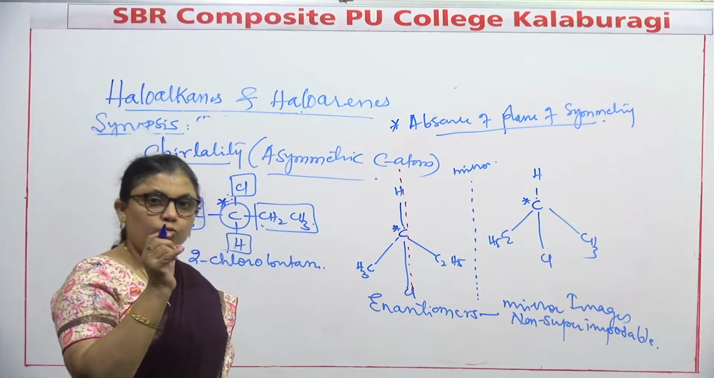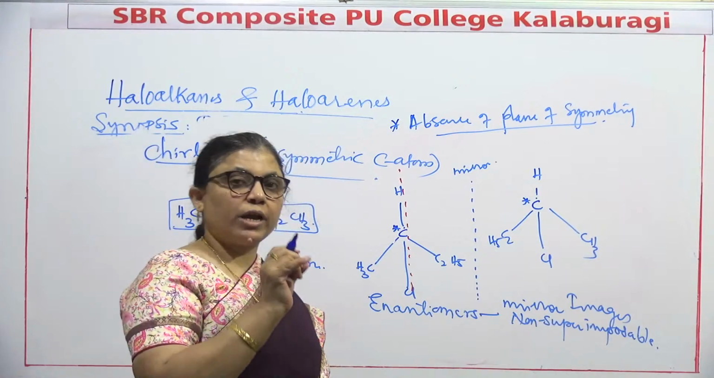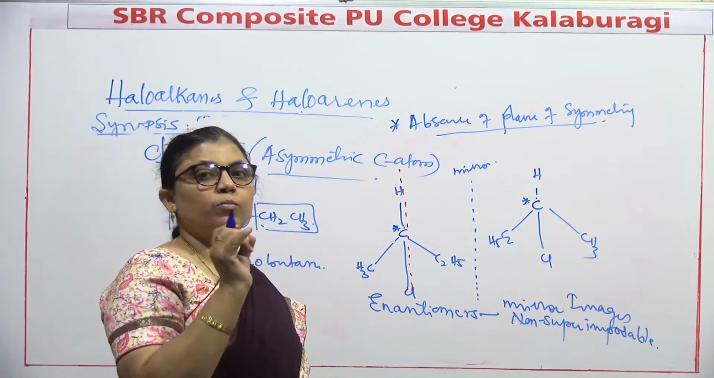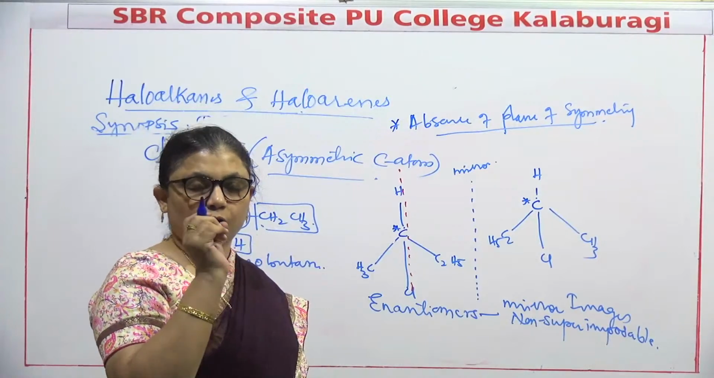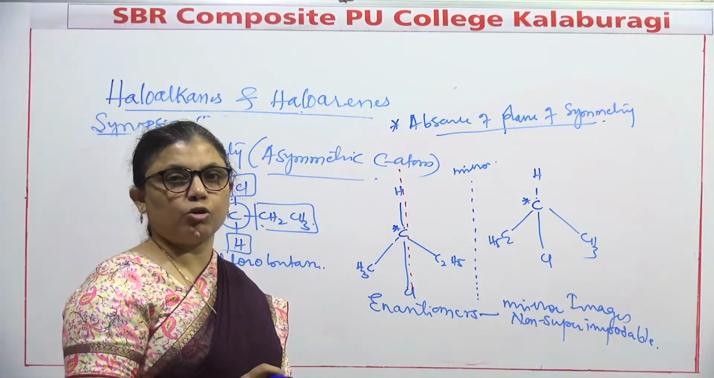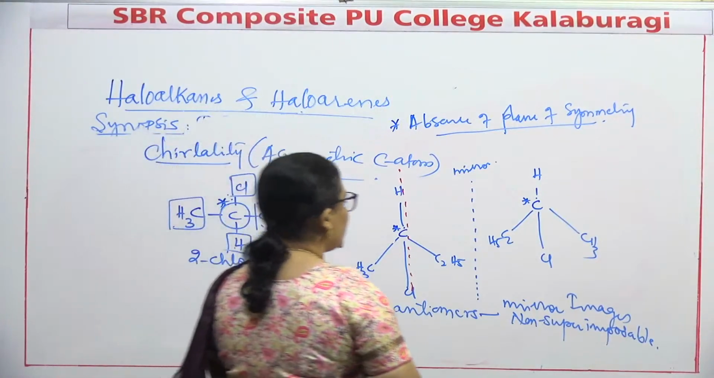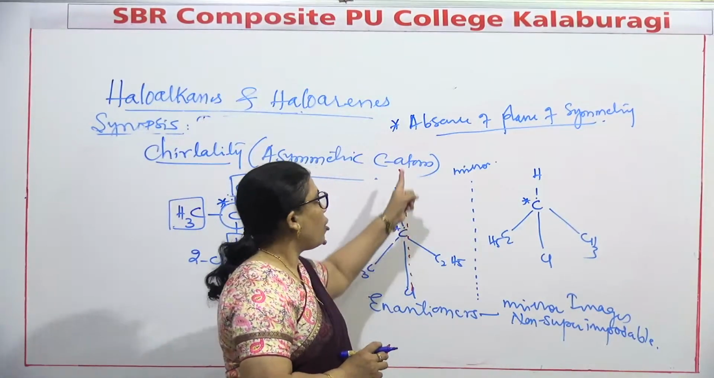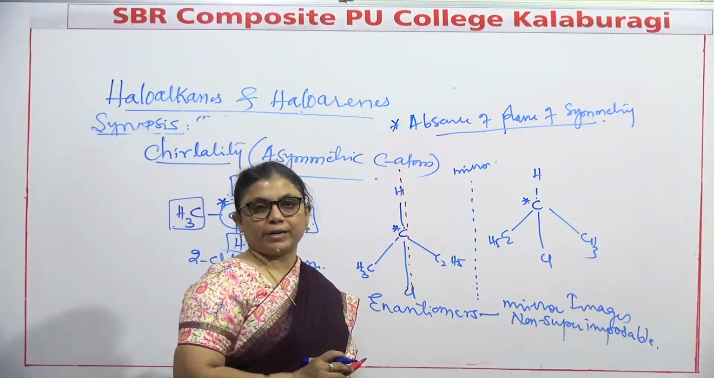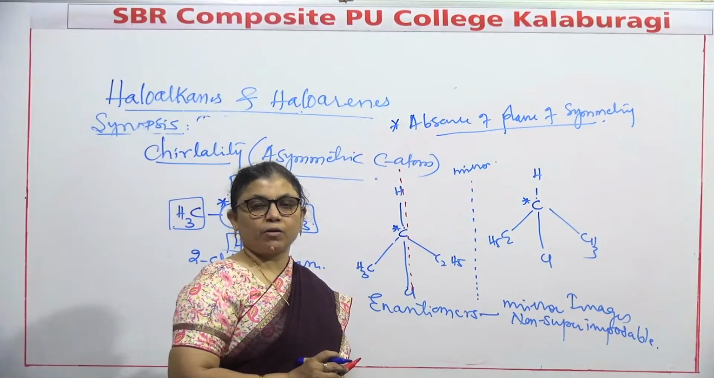That's why, to identify the optical activity of a molecule, we should know whether the molecule contains a chiral center or the absence of plane of symmetry.